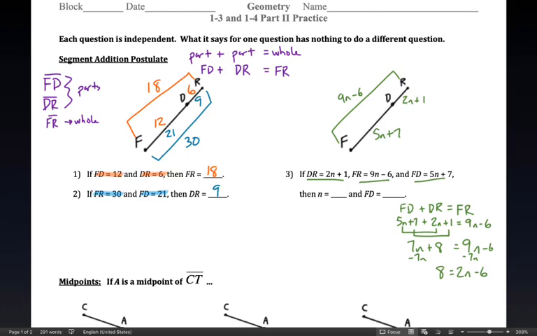Need to get those n's together, minus 7n on both sides. Add 6 to both sides. I get 14 is equal to 2n, and then n equals 7. What this means is if I plug in 7 for n up here, I get 15 for DR, I get 42 for FD, and I get 57 for FR. And yeah, 42 plus 15 equals 57, so that sounds pretty cool. Good.